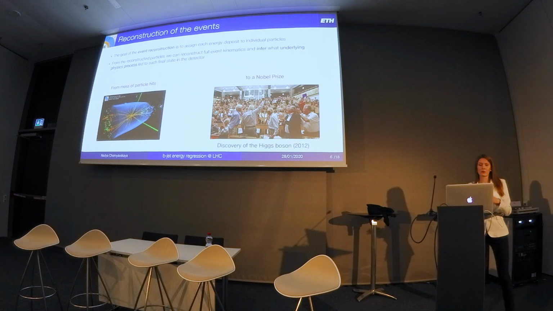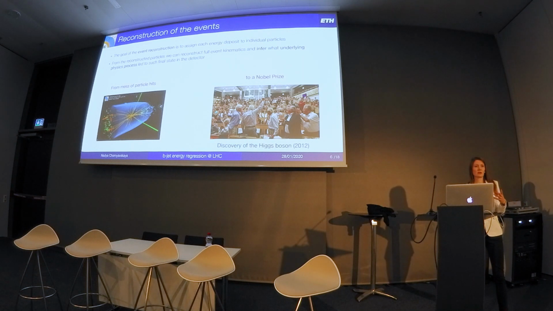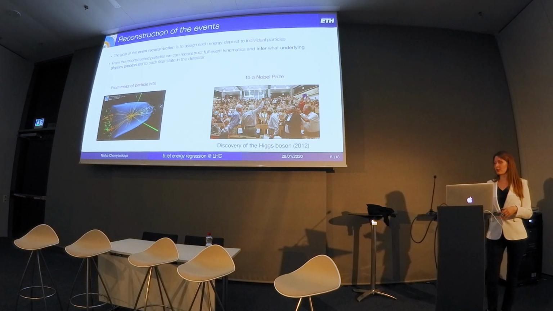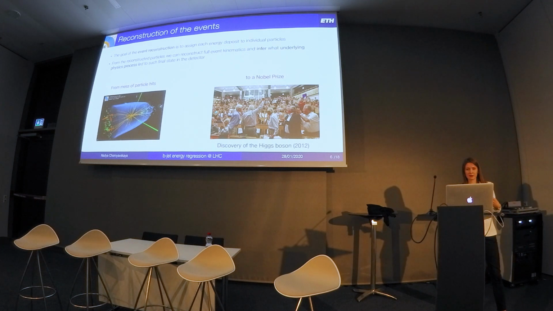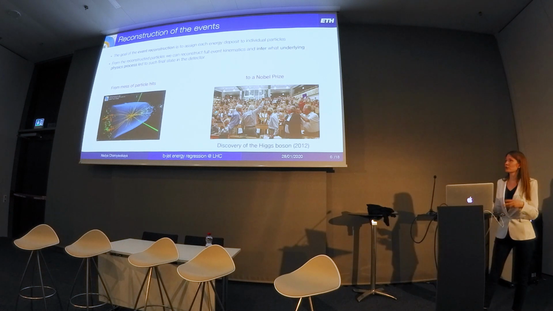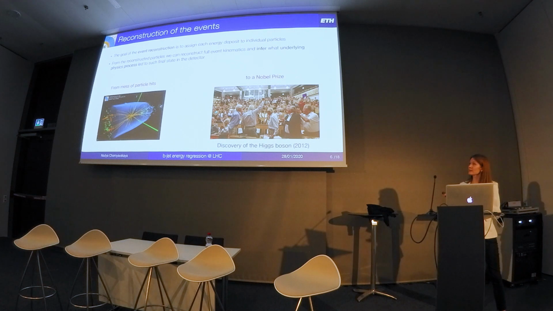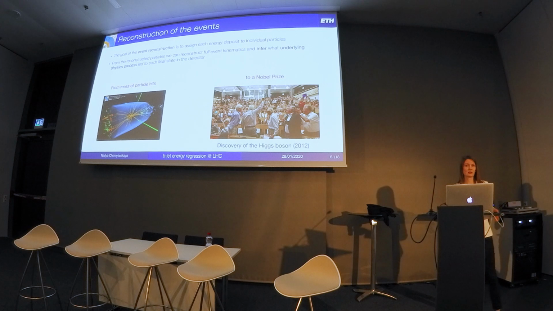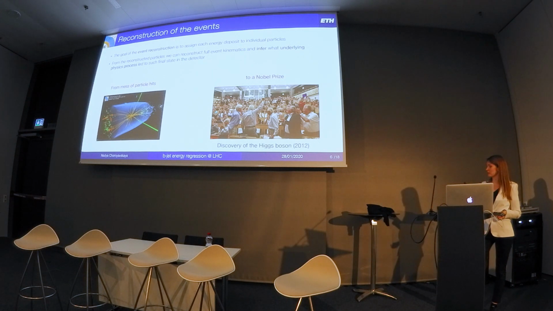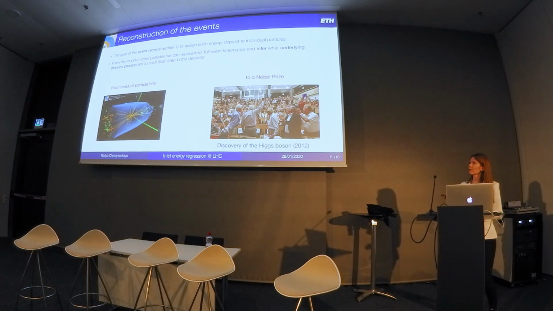The goal of the event reconstruction is to assign each energy deposit and each track in our detector to individual particles. Then from these reconstructed particles, we can reconstruct the full event kinematics and infer what underlying physics led to such an event. So we go from a mess of particle hits to a reconstructed event like this. And if we are lucky, we can discover something really cool like the Higgs boson that we discovered in 2012 and that led to a Nobel Prize.